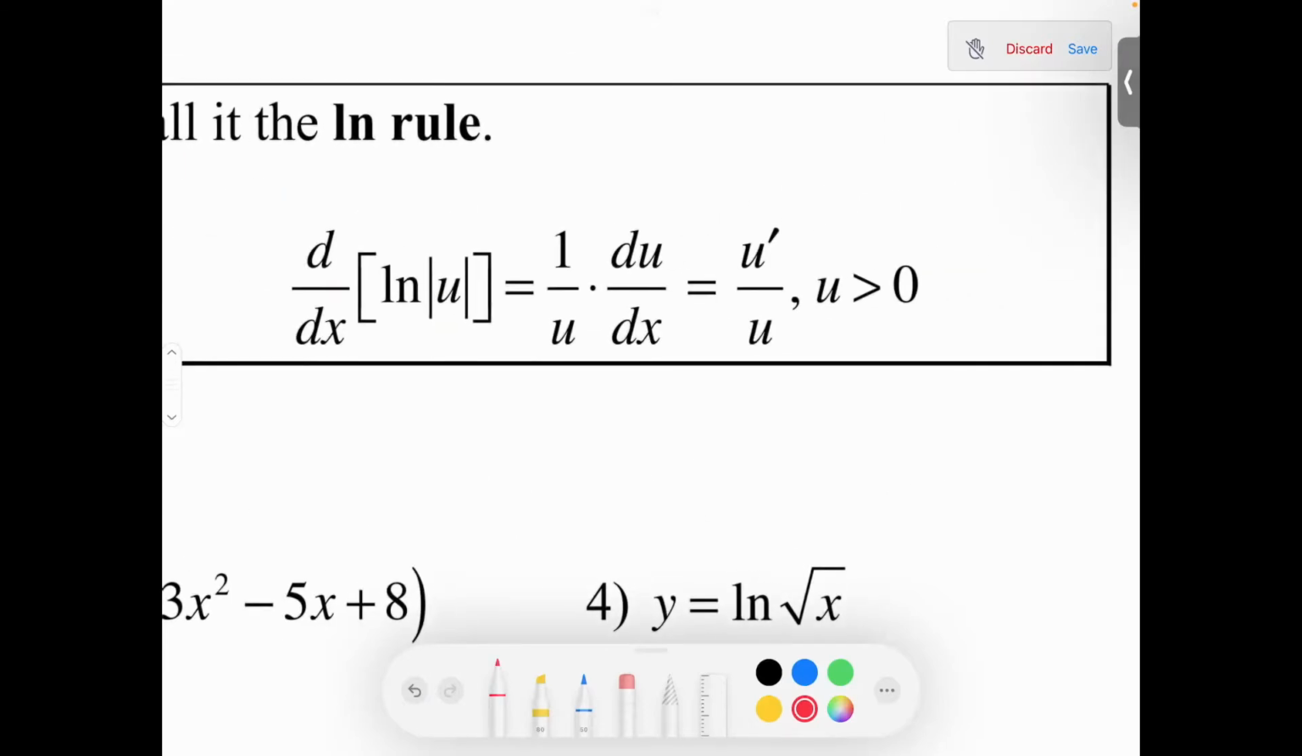And if we had ln of the absolute value of u, we're going to take 1/u. Again, that's just the derivative of the natural log part. Natural log of something is 1/u, and the chain rule says we have to multiply it by the derivative of that something. Looking at this notation, u prime over u is just another way of saying 1 over u times the derivative of u, and we can just write that as u prime over u.